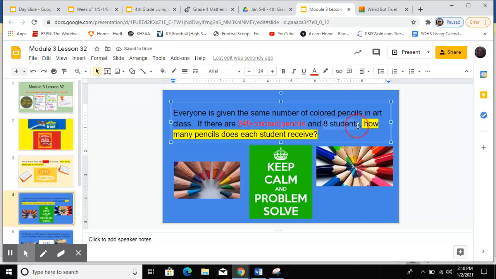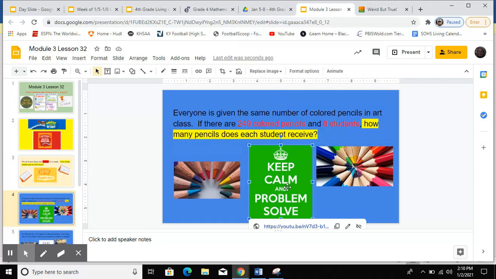And there are 8 students. So 8 students are supposed to get these 249 colored pencils. So if I think about passing out a bunch of pencils to 8 different students, I'm like, oh, I'm dividing 249 into 8 groups. So I understand what they're asking me for. They're asking me how many pencils does each student receive. I have a plan of division. Now let's watch and carry that out.